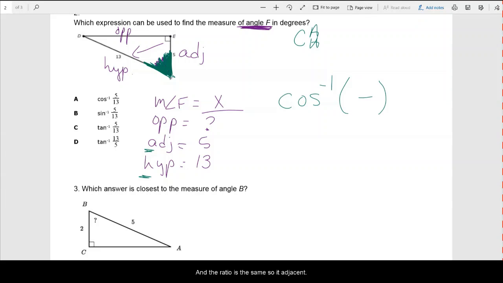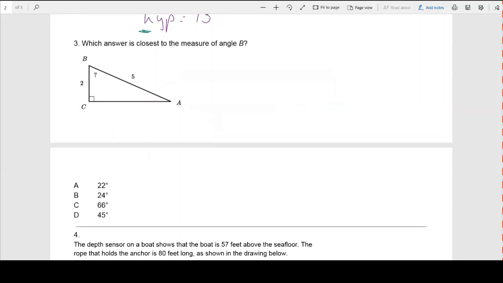And the ratio is the same. So adjacent, which is 5, over hypotenuse, which is 13, and that makes our answer A. Although again, it is the only answer that had cosine in it. Now, number 3 does specifically ask us which answer is closest. So that means we are going to be using a calculator for this one.